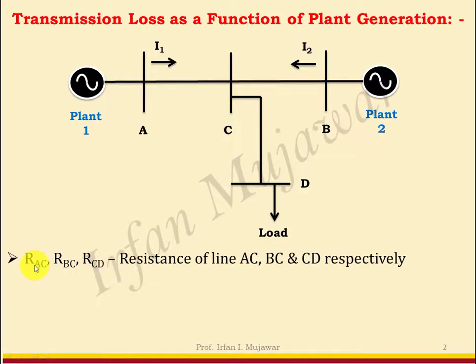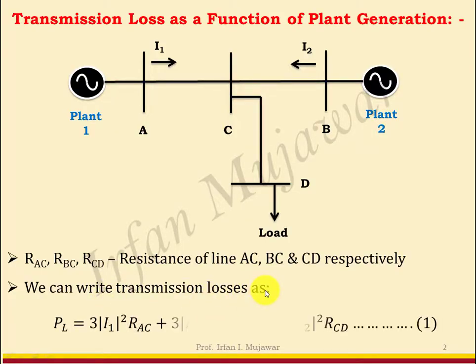So let RAC, RBC, RCD be the resistances of transmission lines AC, BC and CD respectively. We can write the transmission losses as PL equal to 3 times |I1| square RAC plus 3 times |I2| square RBC plus 3 times |I1 plus I2| square RCD. Now these vertical two lines indicate the magnitude. So magnitude of I1, magnitude of I2 and magnitude of I1 plus I2.